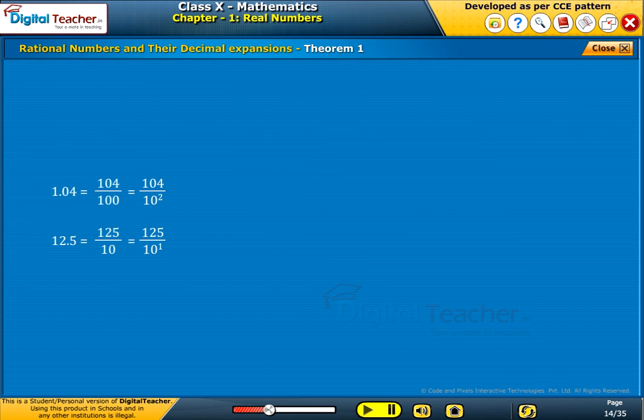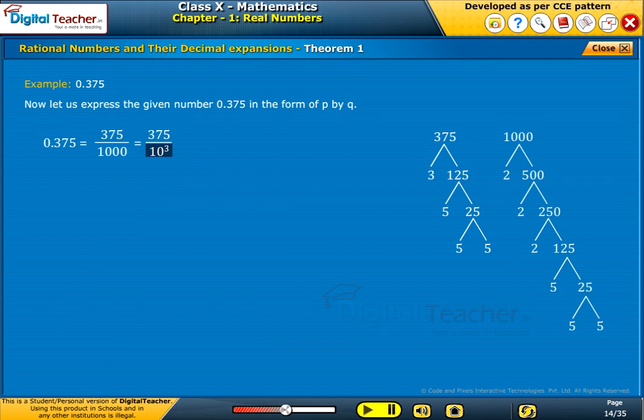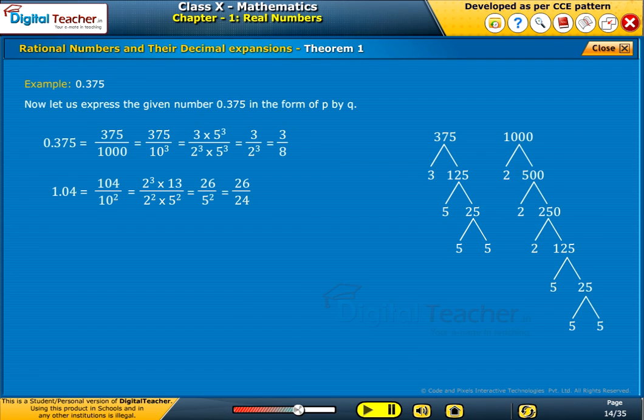Some of the decimal numbers expressed in p by q form are as shown on screen. By expanding this number further in the form of p by q, we get as follows. That is, writing the numerator and denominator in terms of the product of primes, we get as shown. Similarly, the terminating decimals 1.04 and 12.5 are expressed as follows.